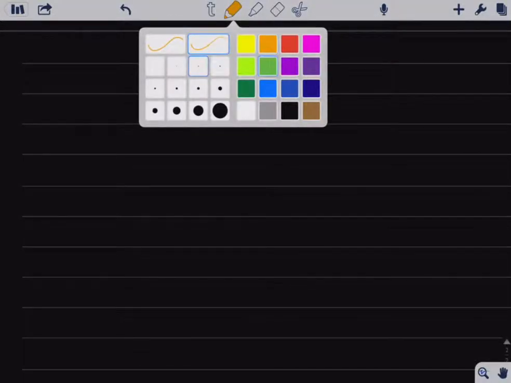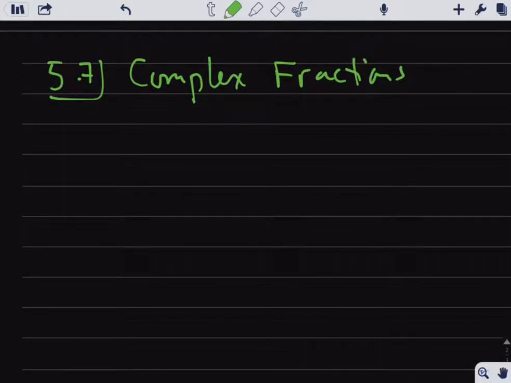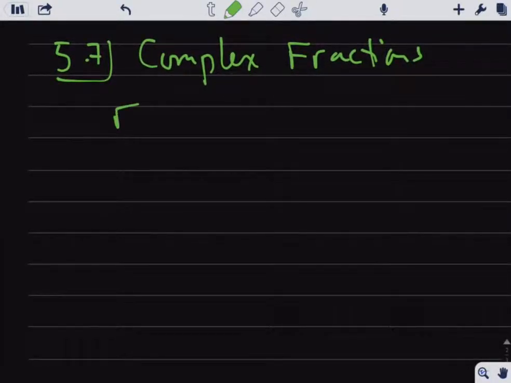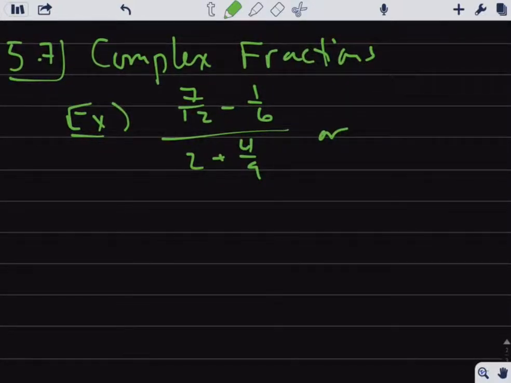Okay, so this is going to be the start of lesson 5.7, and this is about complex fractions. A complex fraction is one whose numerator or denominator has one or more fractions or powers with negative exponents. Examples of complex fractions would be (7/12 minus 1/6) over (2 plus 4/9), or something like (x to the negative 1 minus y to the negative 1) over (x to the negative 2 minus y to the negative 2). Those are examples of complex fractions.